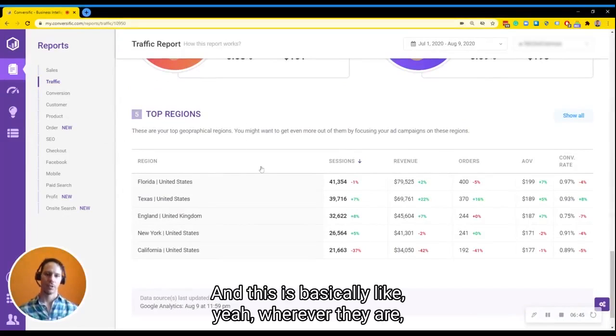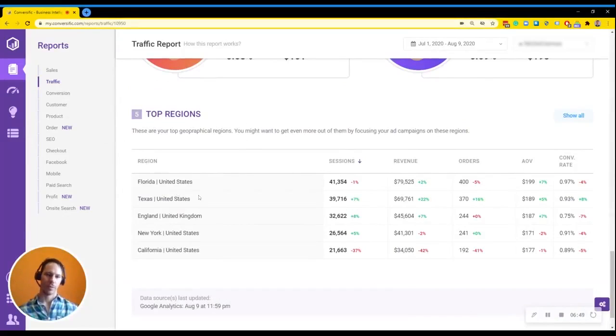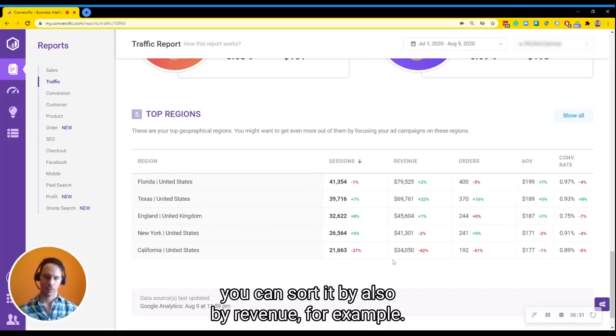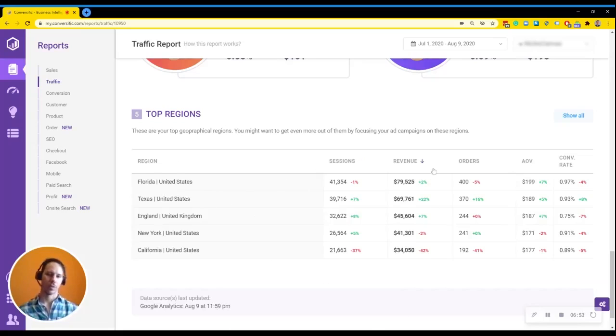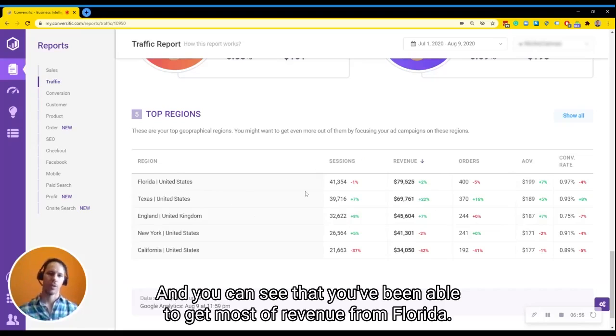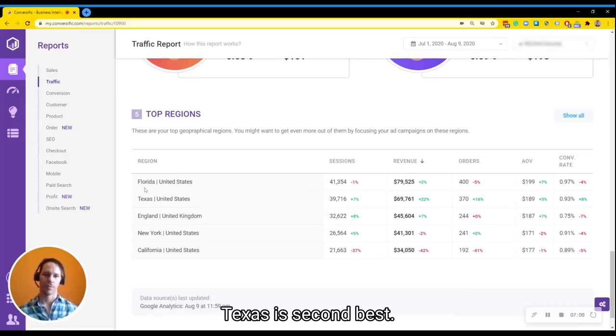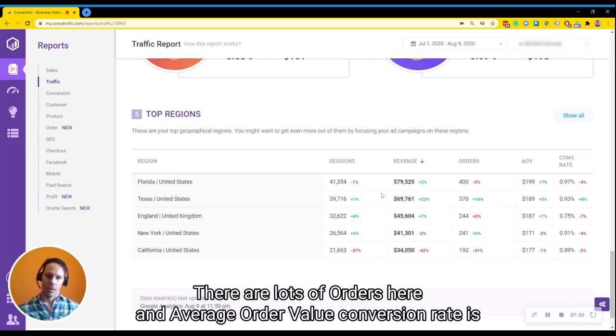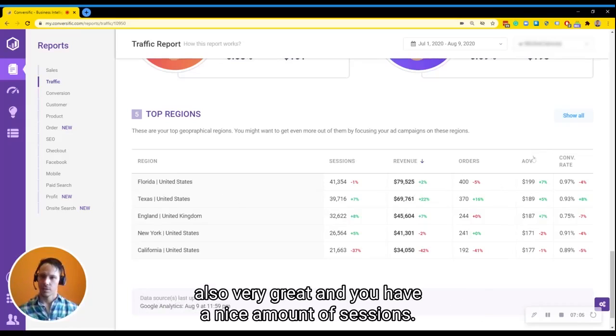And this is basically like, yeah, where they are. You can order it also by revenue, for example, and you can see that you've been able to get most revenue from Florida. But Texas is second best. There are lots of orders here. High average order value, conversion rate is also really great, and you have a nice amount of sessions.